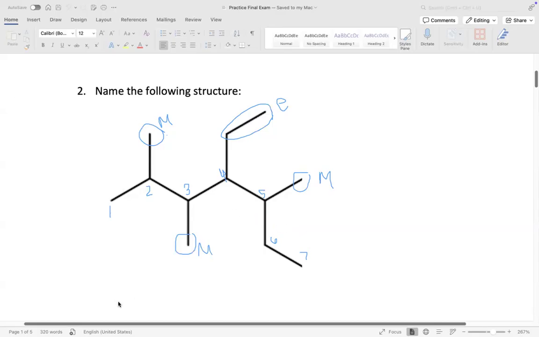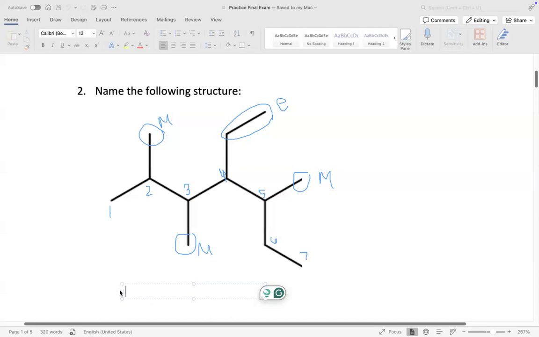All right, so we have, and it's going to end in ane because it's all single bonds. It's going to be hept because it has 7 carbons in the main chain. So heptane. And then we have to take care of the branches. So we have 2 different kinds of branches, and when we do that, we list them in alphabetical order.